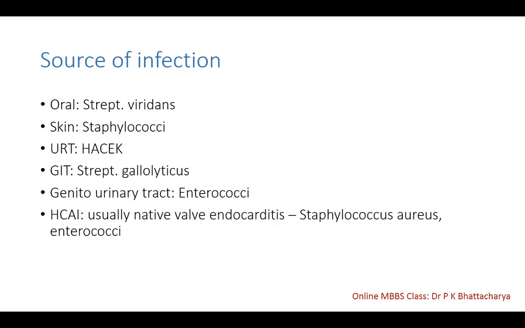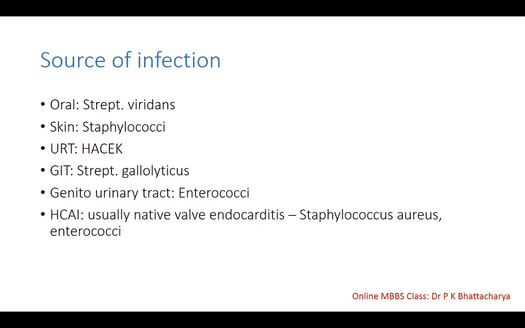and enters the bloodstream after a minor injury. Staphylococcus epidermidis or Staphylococcus aureus usually comes from the skin, either through an IV site, which is the most common, or after a surgery. The HACEK group of organisms are commensals of the upper respiratory tract, and they have to enter the bloodstream. From the gastrointestinal tract, Streptococcus gallolyticus can enter the bloodstream and produce infective endocarditis. And various enterococci from the genitourinary tract can enter the bloodstream with bacteremia and affect the valves.